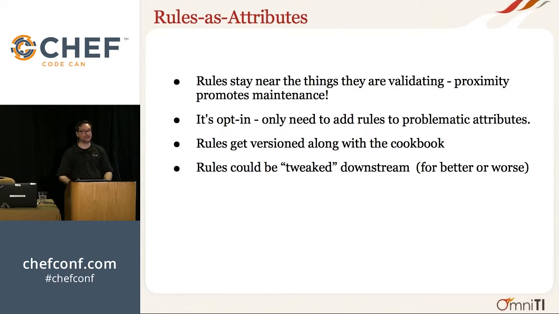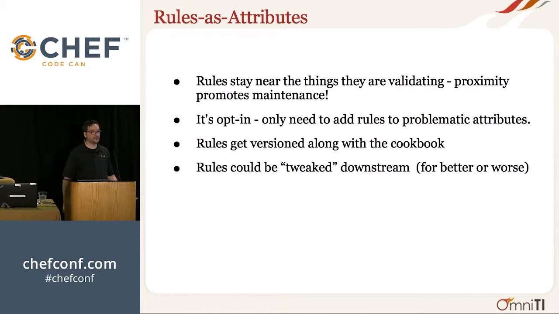some consequences of the rules being attributes. So there was a lot of discussion about this at the community summit about where the rules should be defined and how they should be defined. And the eventual decision was to put them as attributes themselves. To me, that's great because it keeps them near the thing that they are validating, and proximity promotes maintenance. So if somebody goes in and changes how an attribute's supposed to work, they'll hopefully change that too. Fingers crossed.